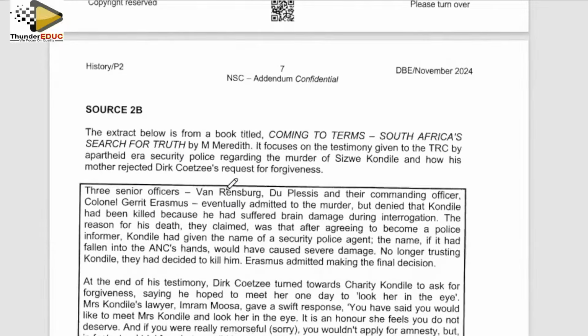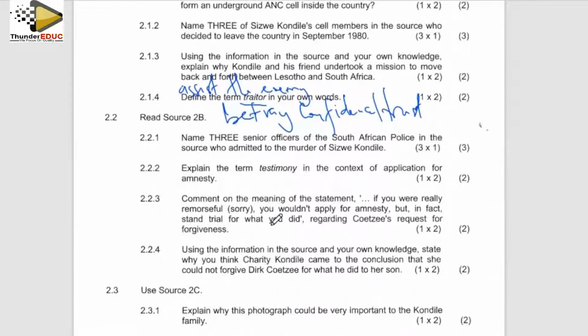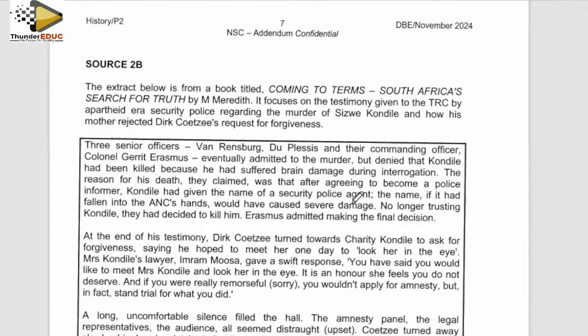Right. The next source is an extract from the book titled Coming to Terms, South Africa's Search for Truth by M. Meredith. It focuses on the testimony given to the TRC by apartheid-era security police regarding the murder of Sizwe Kondile and how his mother rejected a request for forgiveness. Right. What is the first question? Name 3 senior officers of the South African police in the source who admitted to the murder of Sizwe Kondile. Right. That one is an extraction question. We'll get the responses from the paragraph. Right. We want those 3.